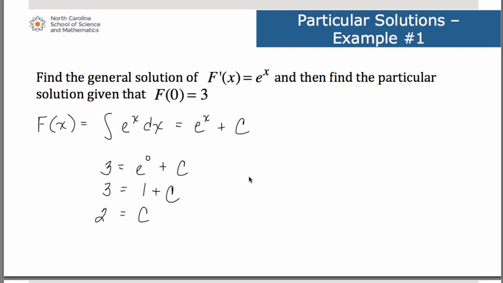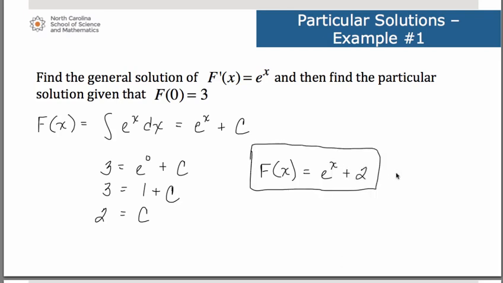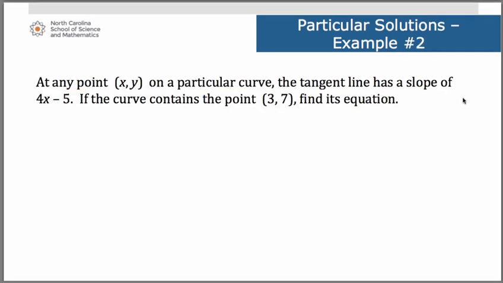So what that means in the end is that our function f of x is e to the x plus 2. This is what we refer to as a particular solution. We have solved for our constant of integration and we know its exact numerical value based upon this initial condition. Let's look at another one.